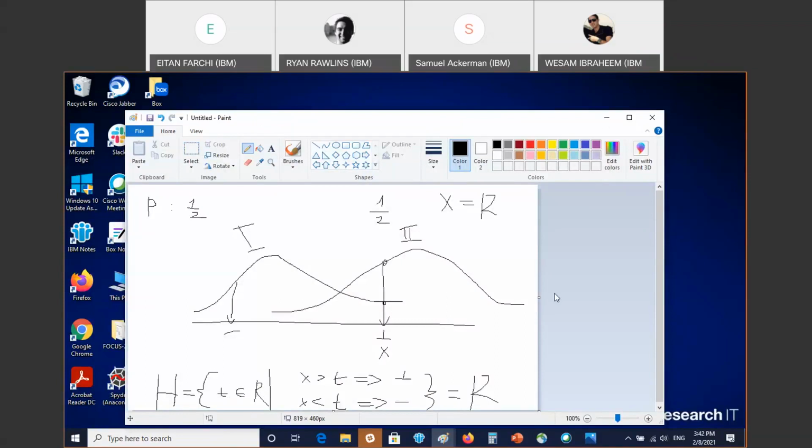Now, Sam said to take the higher density. Is there a threshold here you can pick that will give you the same result?